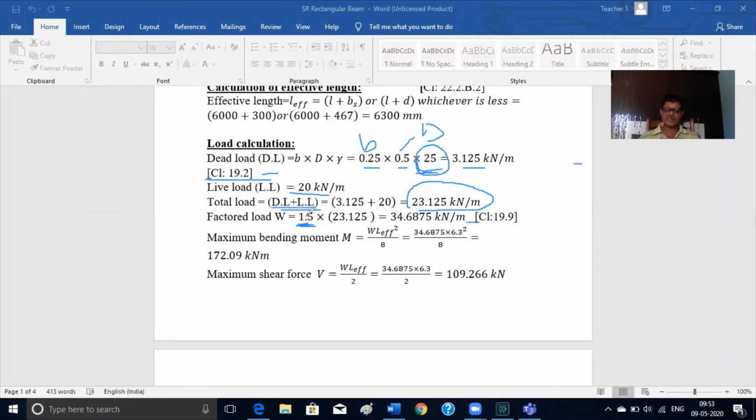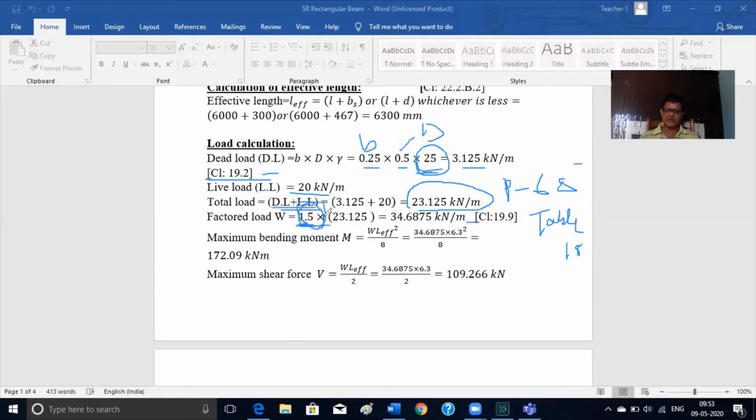Go to your page number 68 of the IS code, Table 18. You can see a load factor is given in that table for dead load and live load. The value given is 1.5. So 1.5 is taken here as the load factor.